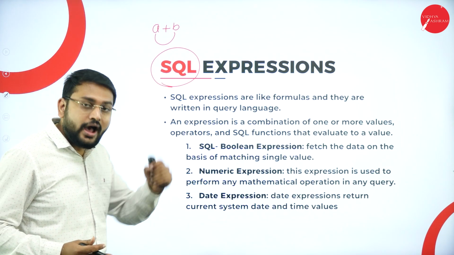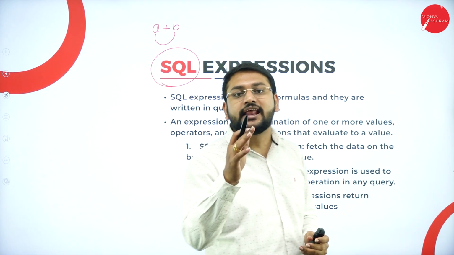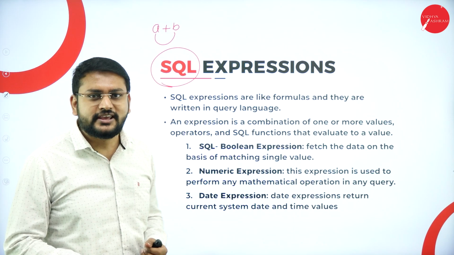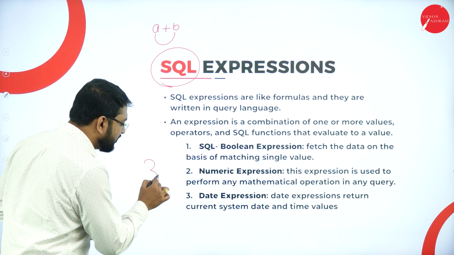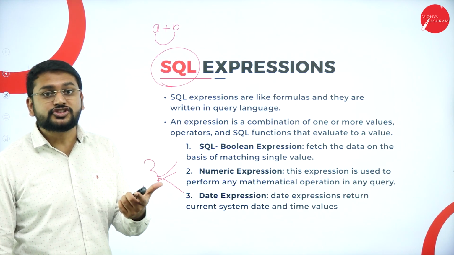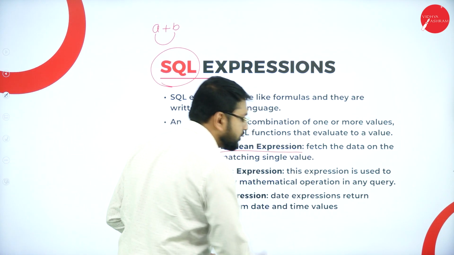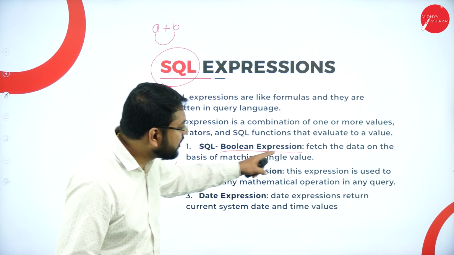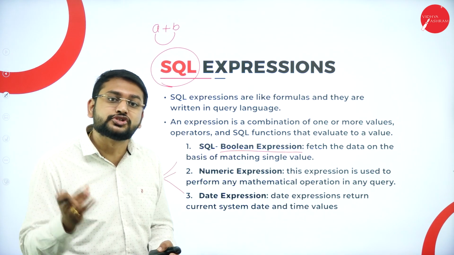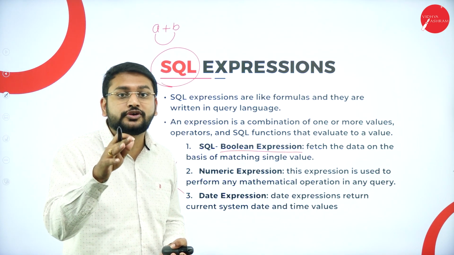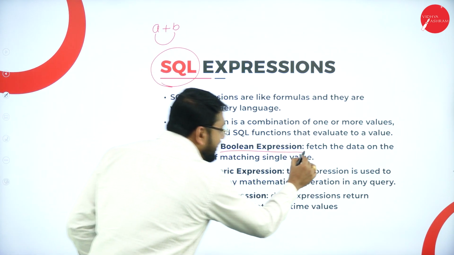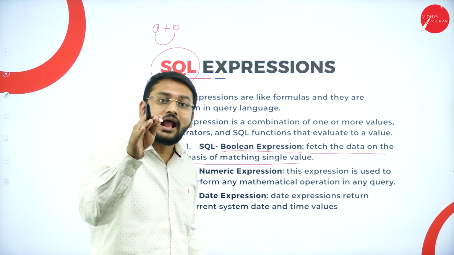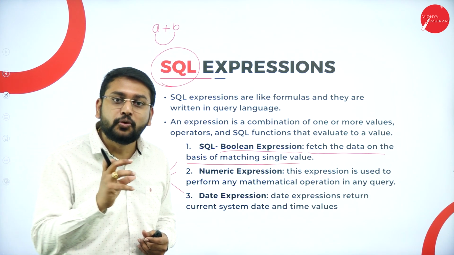So fine. Now I have different types of expressions in SQL. Can anybody guess how many different types of expressions we have? Yes, your guess is right. We have three different types of expression. The first one is the Boolean expression. My dear students, it will fetch the data on the basis of matching a single value. So that is what you need to remember. I repeat, fetch the data on the basis of matching a single value. That kind of expression is what I will call a Boolean expression.